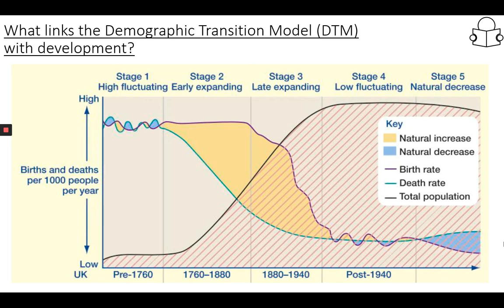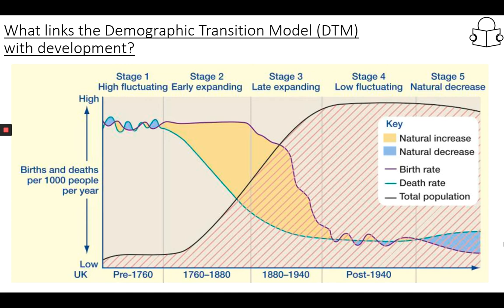Stage 1. This is based on the UK's population back before 1760. We can see the black line, which is total population, is very low. Both the birth rate, which is the purple line, and the death rate, which is the blue line, are both high and they're fluctuating, meaning there's no significant natural change in population. It remains low.